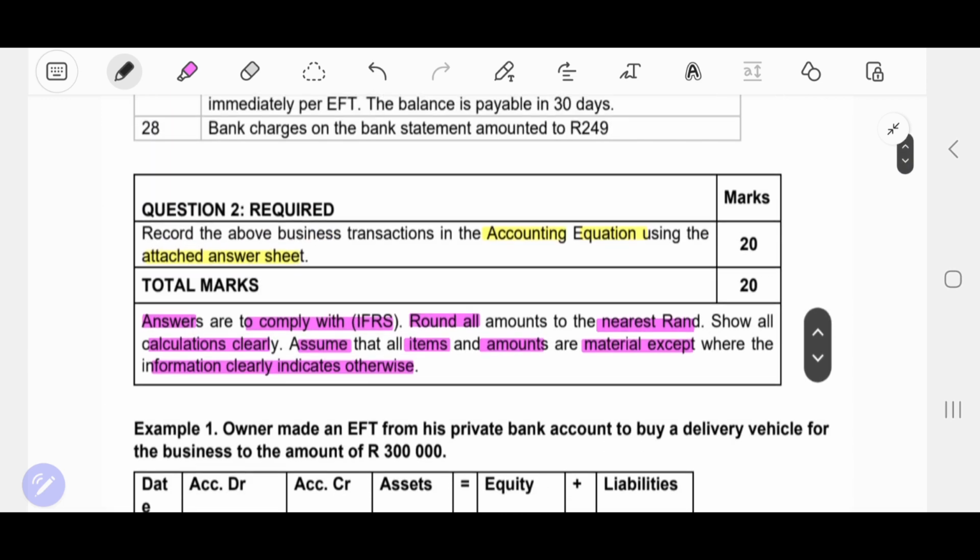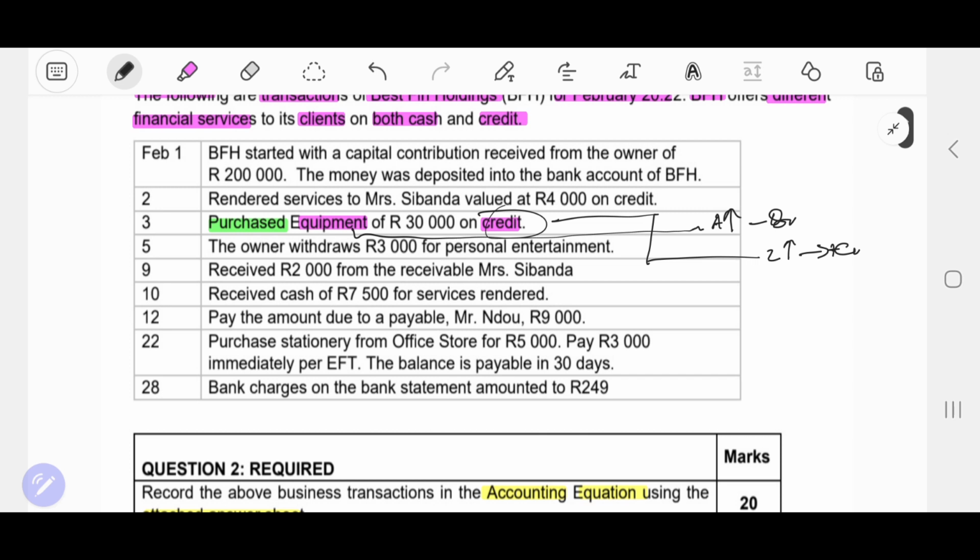Next transaction. It's telling us about the owner as well. Remember, in the previous video, I said that the owner can be involved in the business in two ways: when they invest resources or when they withdraw resources. When they invest resources, we call it capital. When they withdraw resources, we call it drawings. So here, how are you going to record this transaction? You are told specifically that the owner withdrew funds. It means that drawings are triggered because it's taking resources away from the business. And then they tell you as well that these funds were withdrawn for personal entertainment.